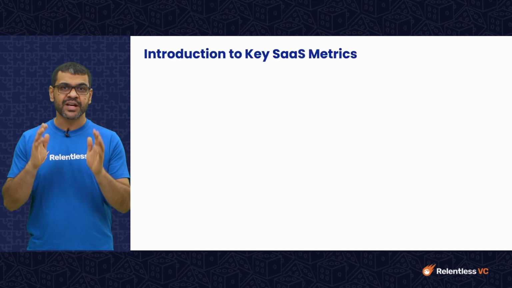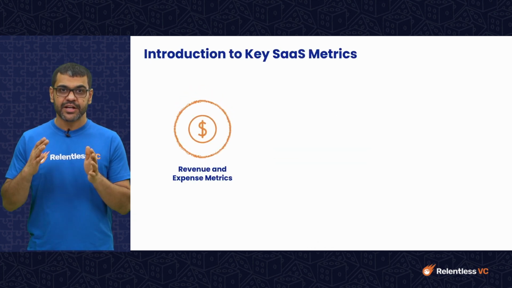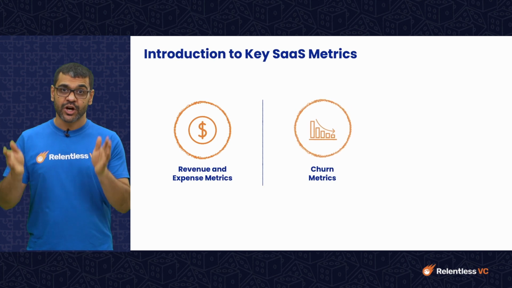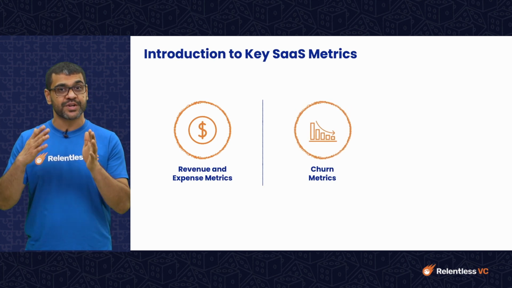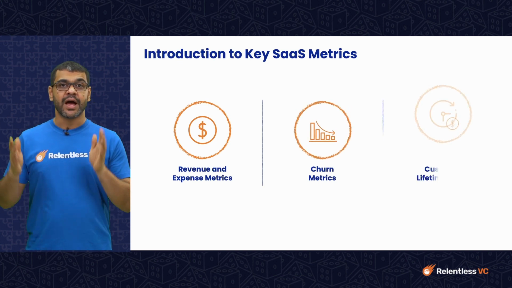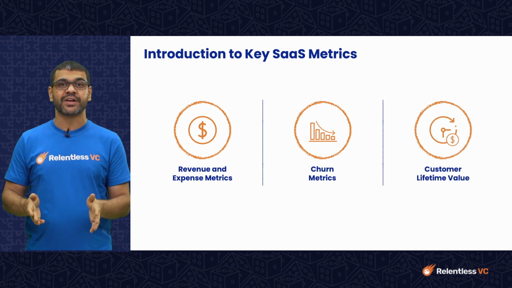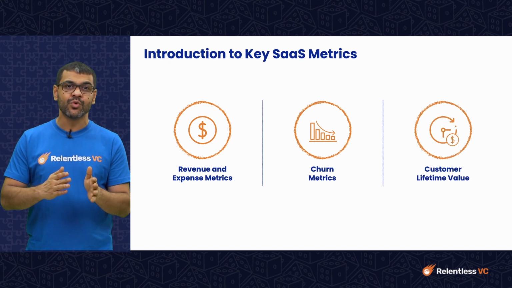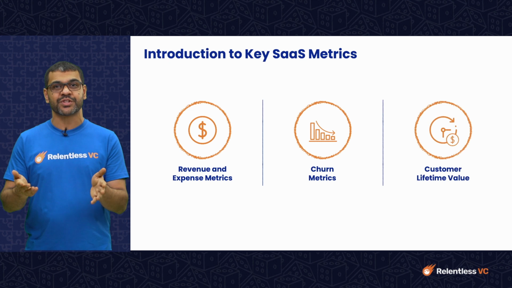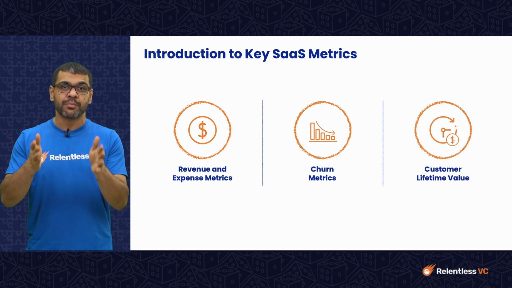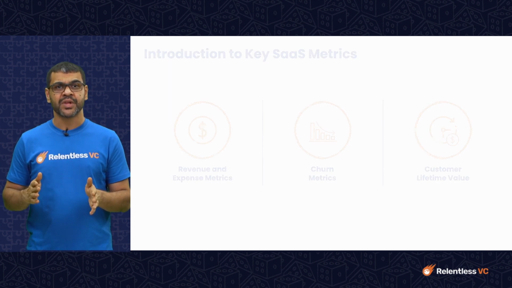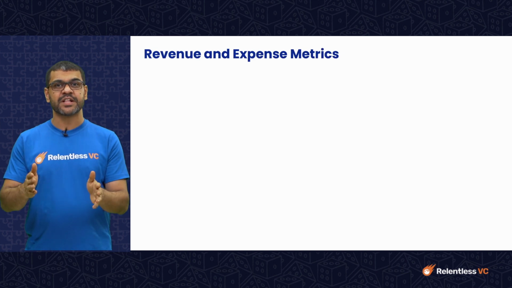We will discuss three kinds of SaaS metrics: revenue and expense metrics, churn metrics that tell you how many customers are canceling their subscription, and customer lifetime value metrics that tell you how much revenue an average customer generates for the startup in its lifetime before canceling the subscription. Let's start with the revenue and expense metrics.